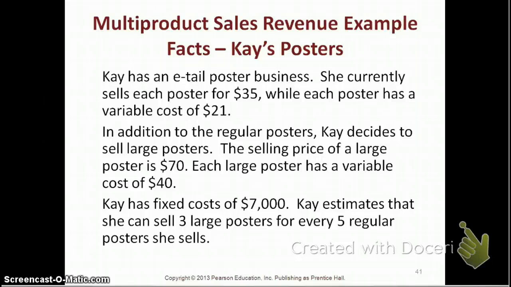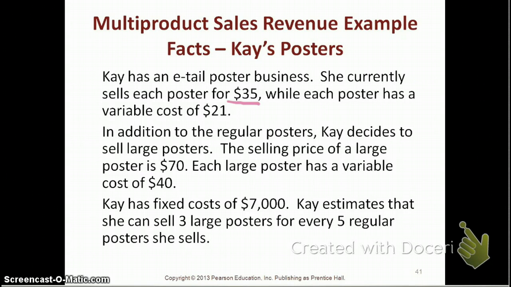We're going to go through these steps using our same example that we've used before. The only difference is that I've added some additional information. So now, instead of selling just regular posters that she sold for $35, they will also sell large posters. When we are looking at a multi-product sales revenue example, I'm going to tell you which numbers you need to be aware of so you can use those in your calculations.